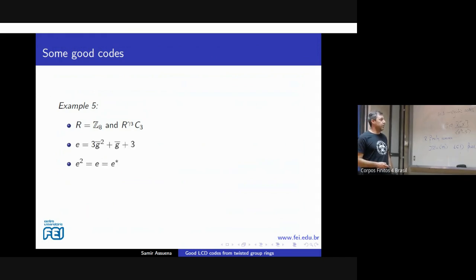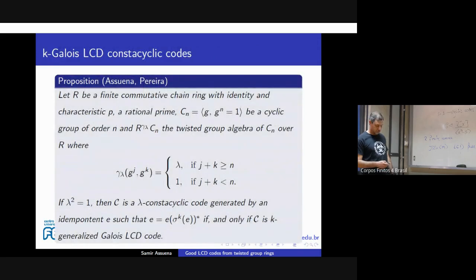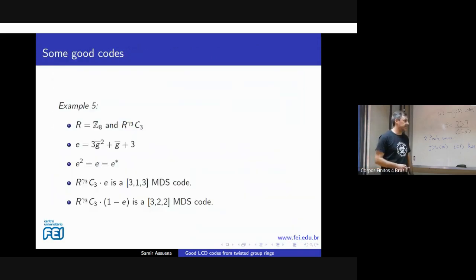Oh, one more example here. Z_8, and the cyclic group here is of order 3. Idempotent again. The code generated by this idempotent and its dual are both MDS codes. And this happens when we are considering the Euclidean inner product.